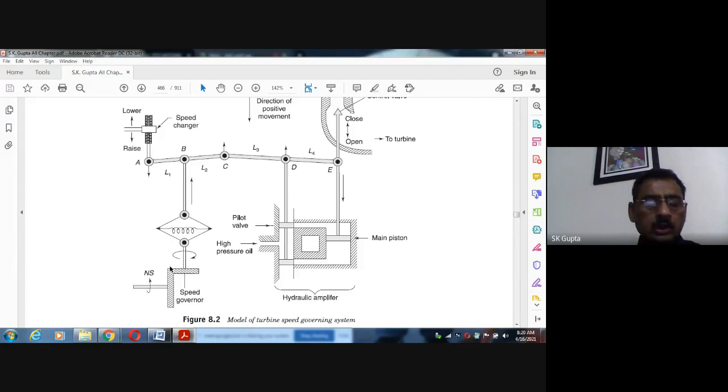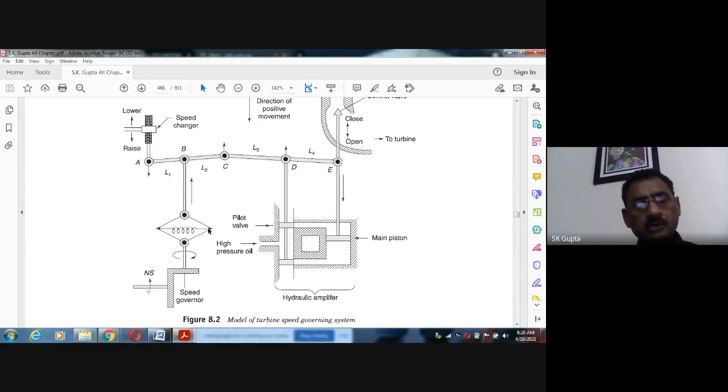Suppose at normal speed it is 1500 RPM, they rotate at 1500 RPM, and this spring keeps them at a certain distance because of the centrifugal force, as the two flywheels rotate at say 1500 RPM. Now if the speed is reduced, why is the speed reducing? Because of a sudden increase in the load. So this speed is reduced.